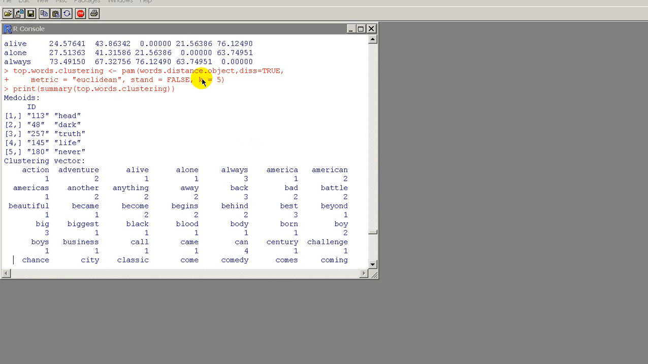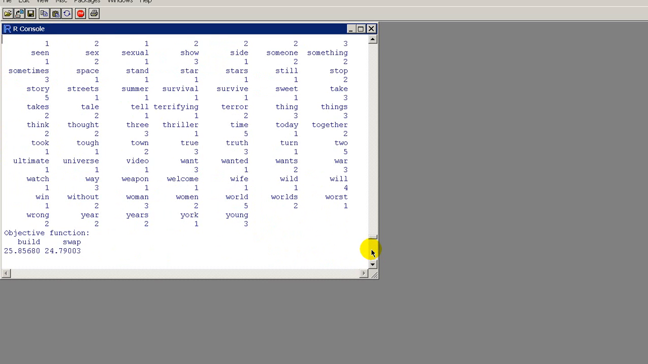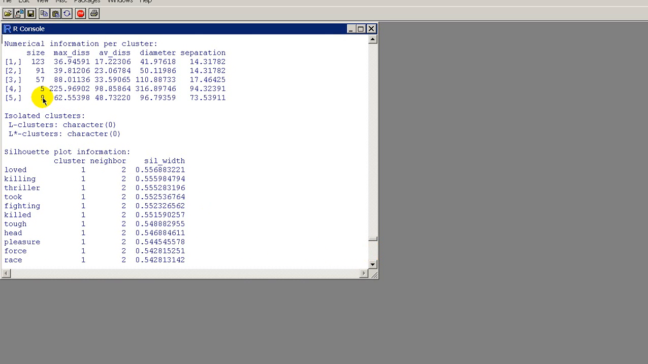Remember that we were clustering with 5 groups. So what we get is 5 groups here. Let's see if we can see that. Here's the big list of words that we had. Action belongs to group 1. Adventure belongs to group 2. Alive belongs to group 1. Alone belongs to group 1. Always belongs to group 3. America belongs to group 1, and so on. It also gives it to you this way, I believe. Some of this stuff is probably about how good the clustering is, but we're not going to worry about that.